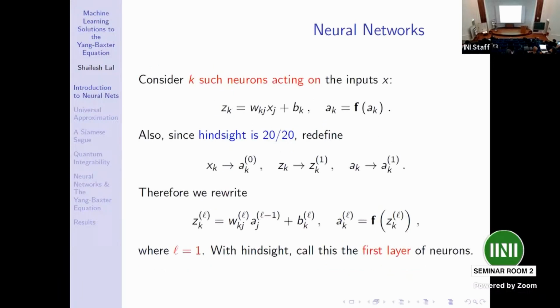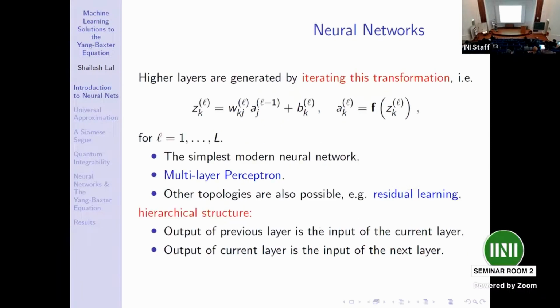So now onto neural networks. Well, if you have one such neuron, you can have k such neurons. The same thing goes through, and further, since hindsight is 2020, the input variable I can always call A0, and these Zk I can call Z1, and the Ak I can call A1. So you can write this as the L equal to 1 instance of the following recursion relation. Okay. So what we call this is the first layer of neurons in this network. And higher layers are essentially generated by iterating this transformation. Okay. And this set of equations is essentially the simplest modern neural network, which is called a multi-layer perceptron.